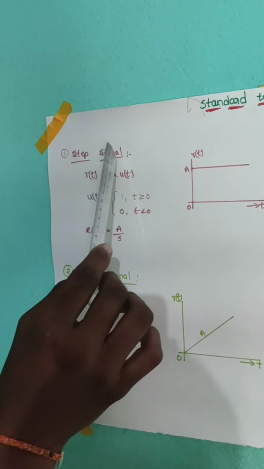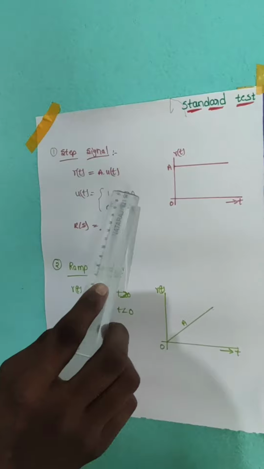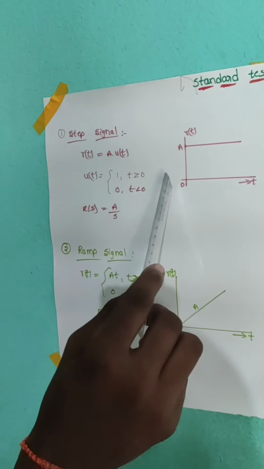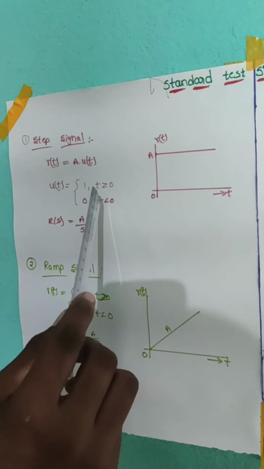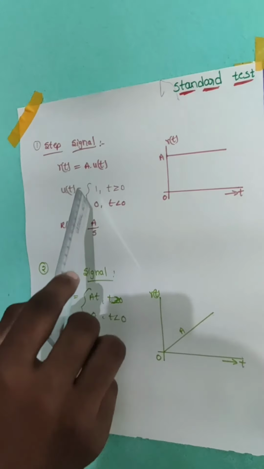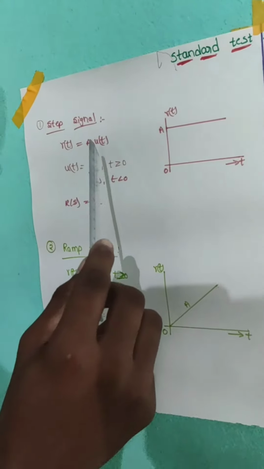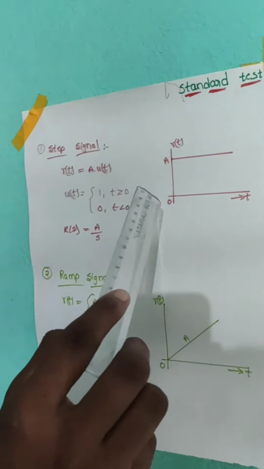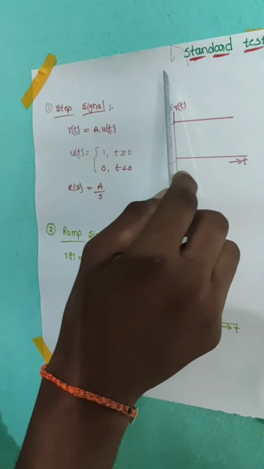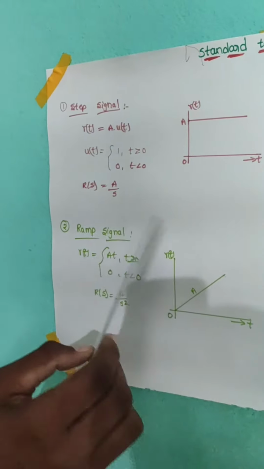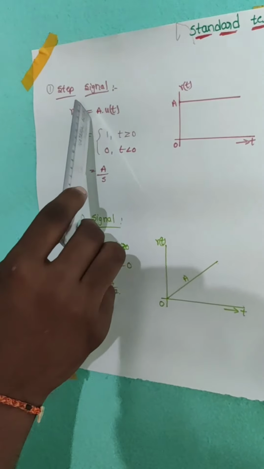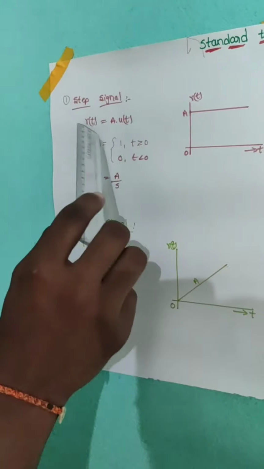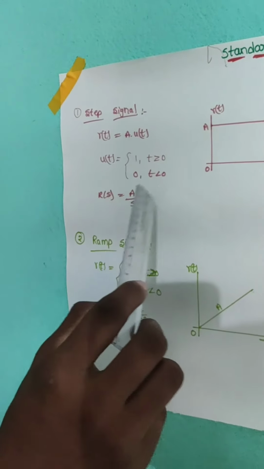The step signal is also known as sudden change. Here the step signal has a sudden change in amplitude. When t is greater than or equal to 0, the step signal is high, and when t is less than 0 it is low. Therefore the amplitude suddenly changes from 0 to A. So r of t is equal to A times u of t. Here the Laplace transform of the step signal, R of s, is equal to A by s.